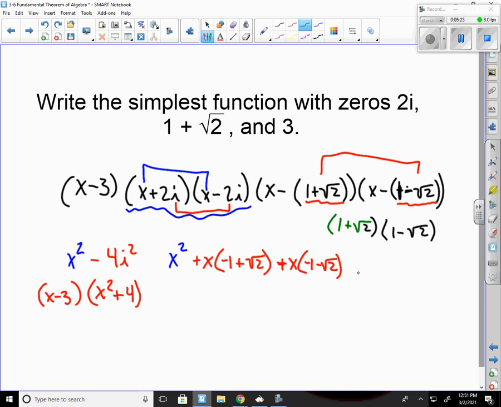So 1 times 1 is plus 1. 1 times the negative square root of 2 is negative square root of 2. 1 times positive square root of 2 is plus square root of 2. Then last, I do square root of 2 times negative square root of 2. Since I'm multiplying, that's the square root of 4. So that's just 2. So it's a minus 2. Now let's cancel this. I have negative square root of 2 plus root 2. Those cancel out. 1 minus 2 is negative 1.